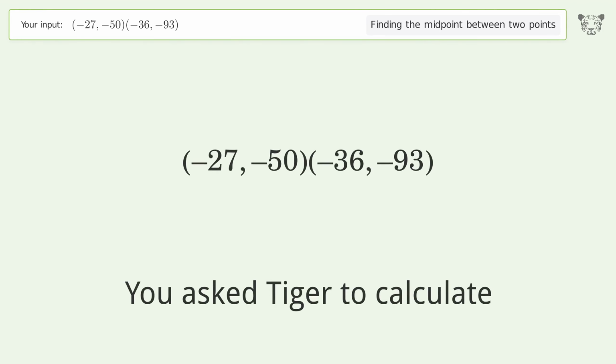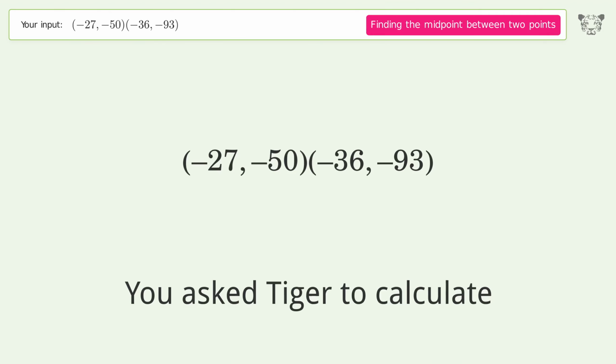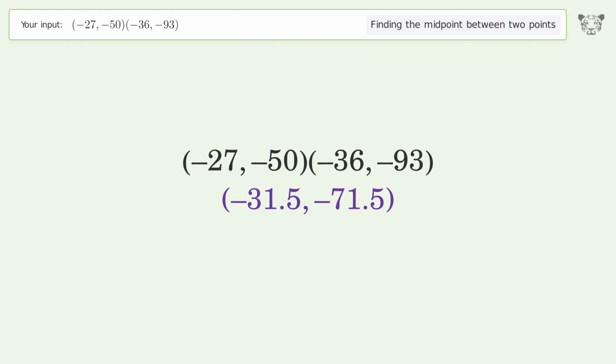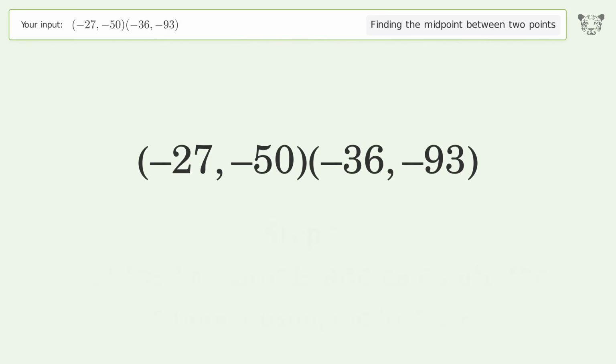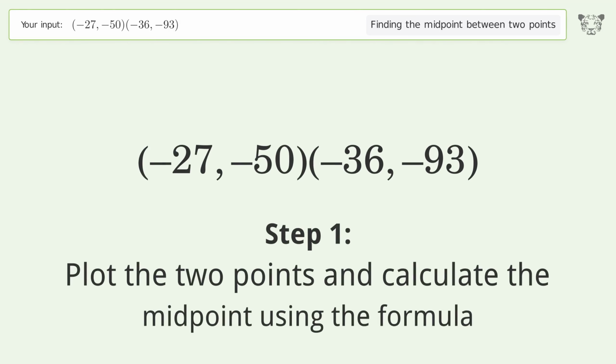You ask Tiger to calculate. This deals with finding the midpoint between 2 points. The midpoint between the 2 points is -31.5, -71.5. Let's solve it step by step. Plot the 2 points and calculate the midpoint using the formula.